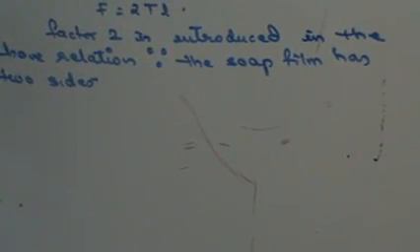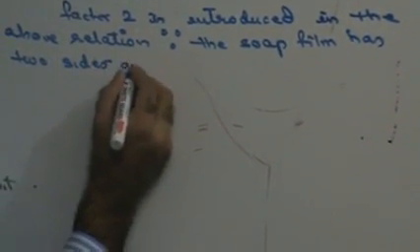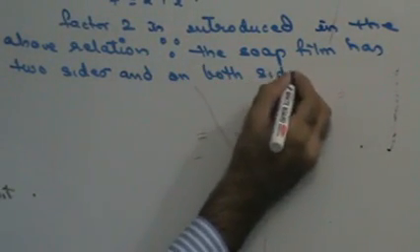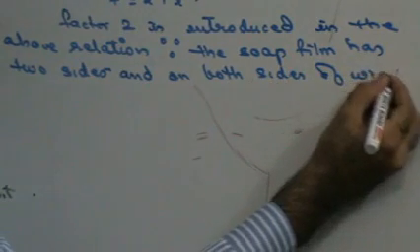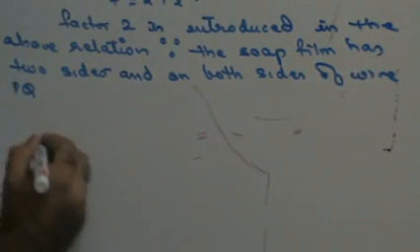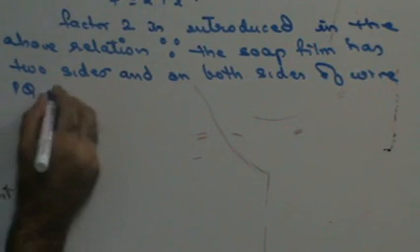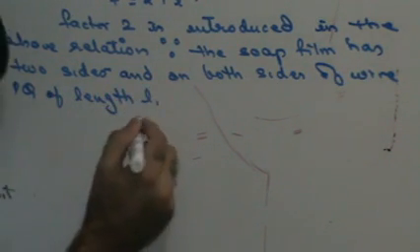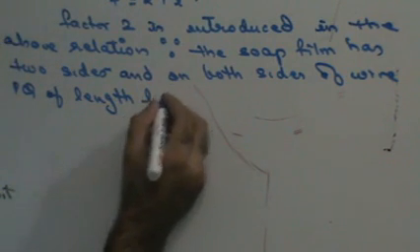Fine, do we get this thing here? On both sides of wire PQ of length L, the force due to surface tension acts on it.